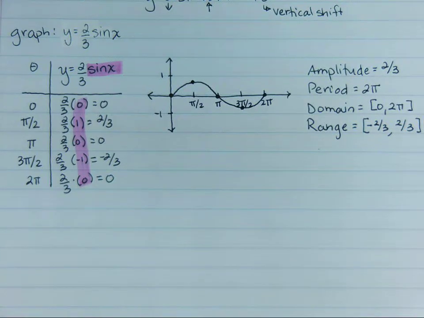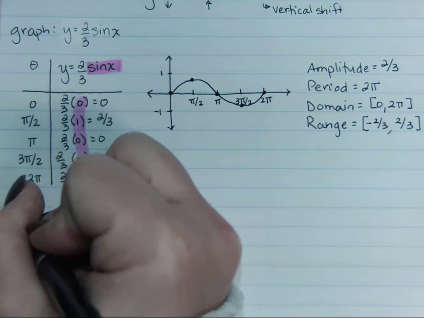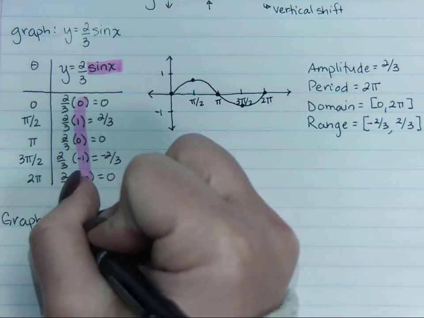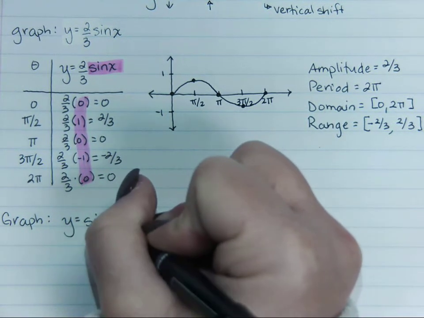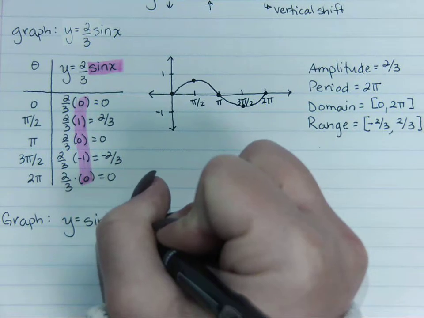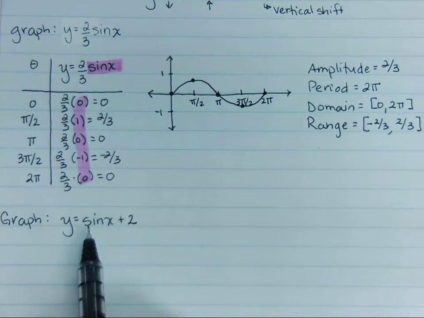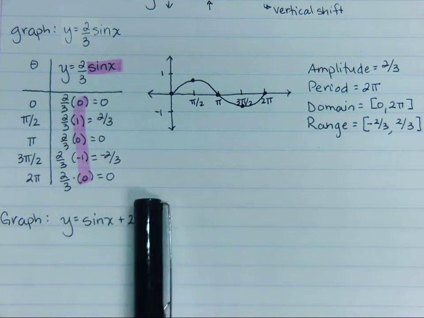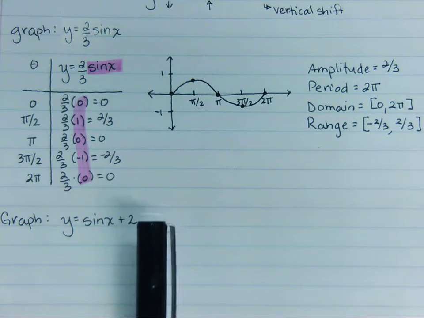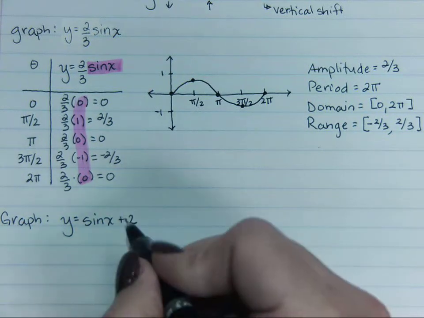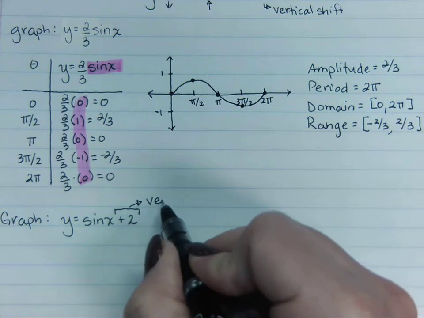So let's look at a couple others. What is it actually going to look like if I say let's graph y equals the sine of x plus 2? Well, if I cover up the plus 2, I'm taking the normal sine graph, and what I want to do is shift all of the coordinates up by 2. So having this extra little piece here, that's a vertical shift.